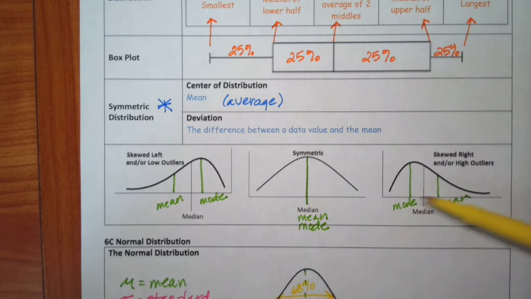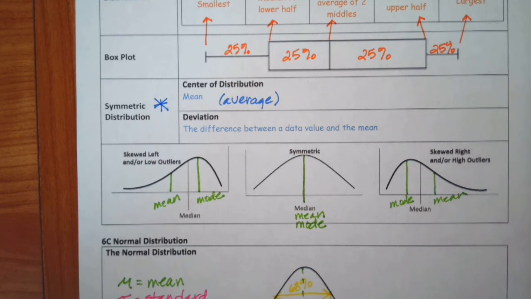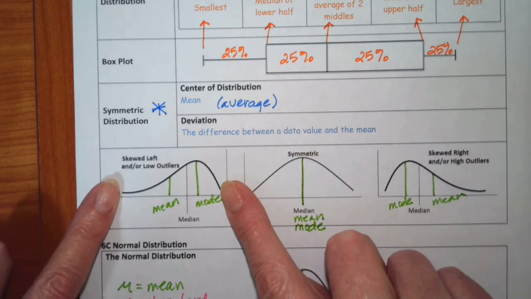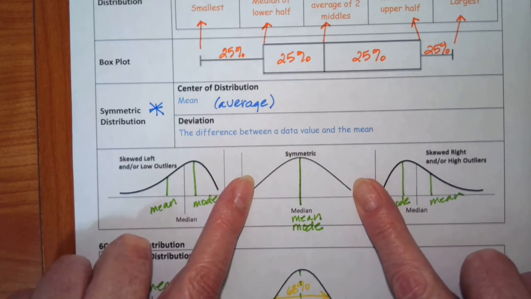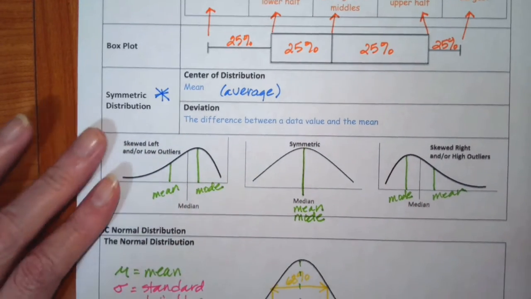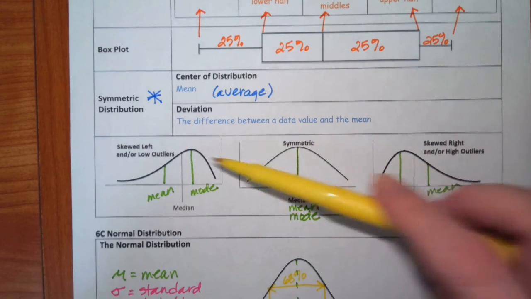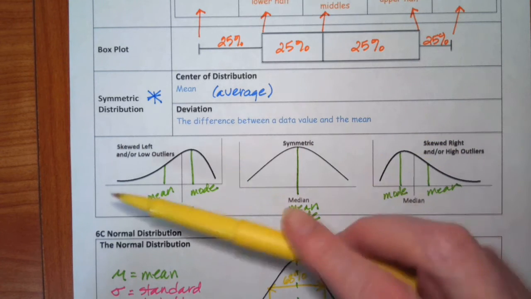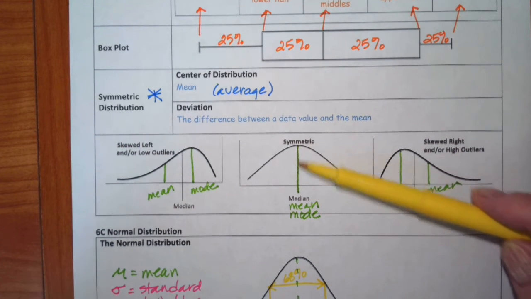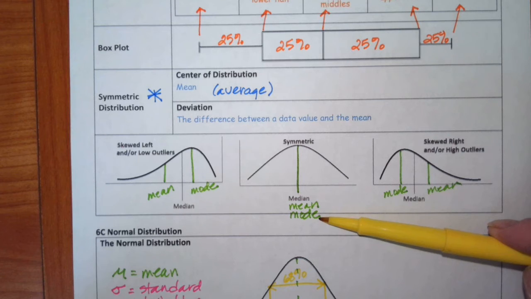The median, of course, is right in the middle. Okay, it is halfway in between the low and the high. If it's symmetric, we also know that the tallest value is the mode, because that's the frequency. If it's symmetric, the median, the mean, and the mode are all identical.